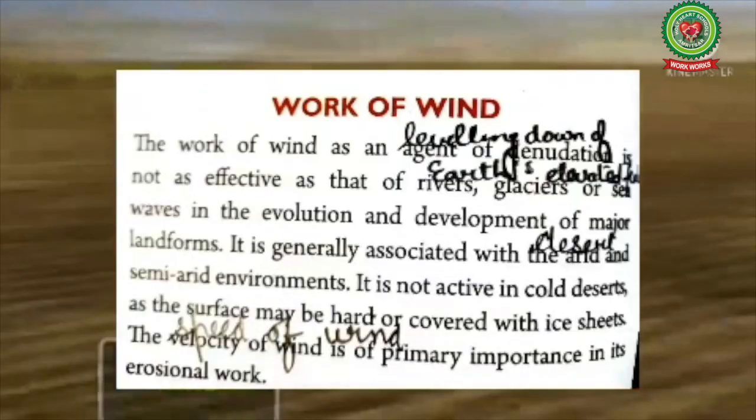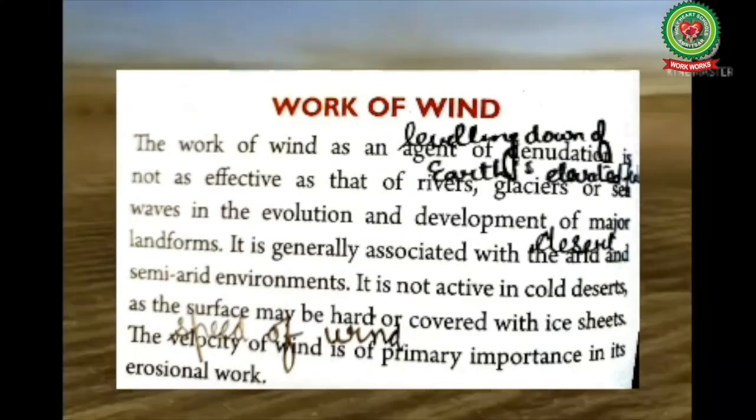Now students, let's start with the reading of the topic today. Work of wind. The work of wind as an agent of denudation, means lowering down of the earth's elevated features, is not as effective as that of rivers, glaciers or sea waves in the evolution and development of the major landforms. It is generally associated with arid, means dry, and semi-arid environments. It is not active in the cold deserts as the surface may be hard or covered with ice sheets.